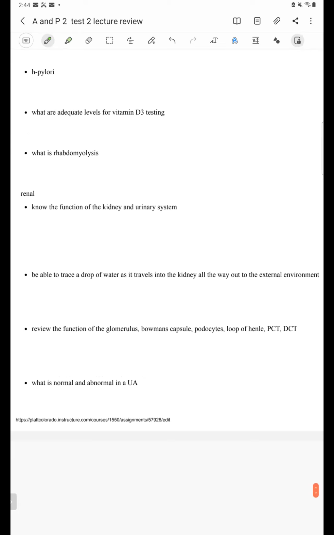Vitamin D3 is necessary. It's part of your fat-soluble vitamins. It's also very common for people to be deficient in this, and you can test someone's vitamin D levels. The units are usually measured in nanograms per milliliter.